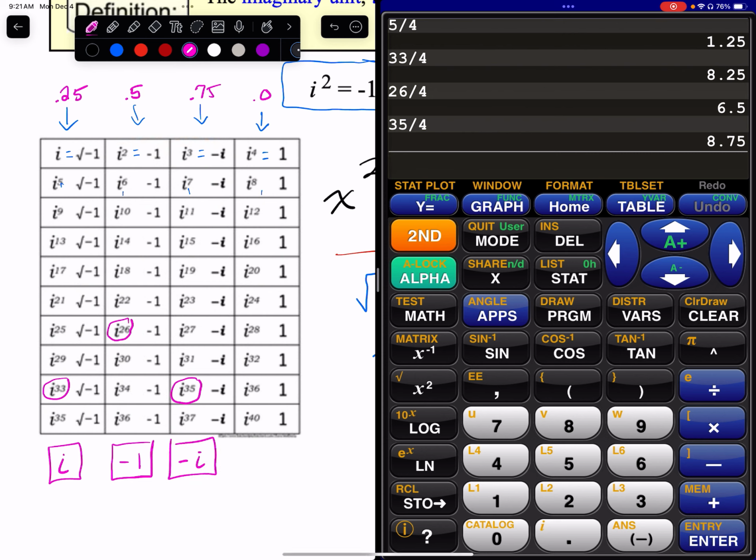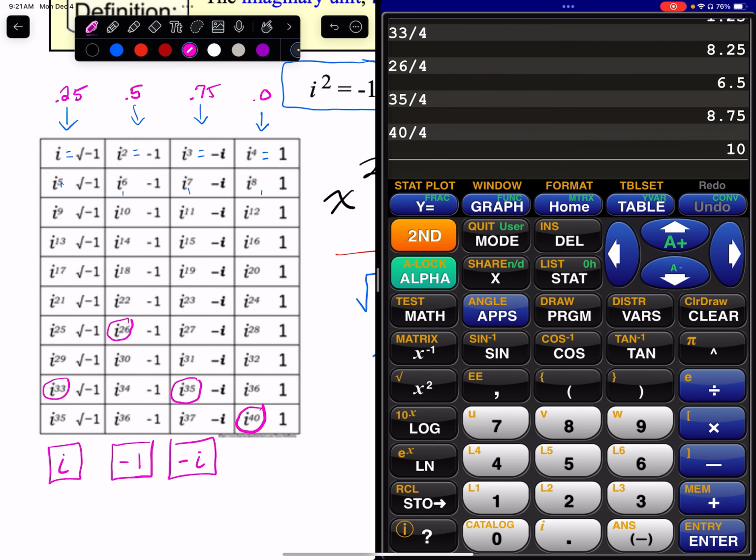And then if I do something to the fourth power, for example i to the 40th, I do 40 divided by 4 and I don't get a decimal, meaning it's a 0.0, our answer is just going to be the number 1. Even if I try i to the 24th power, 24 divided by 4 is just going to be the number 6, 6.0. So our answer will be 1.